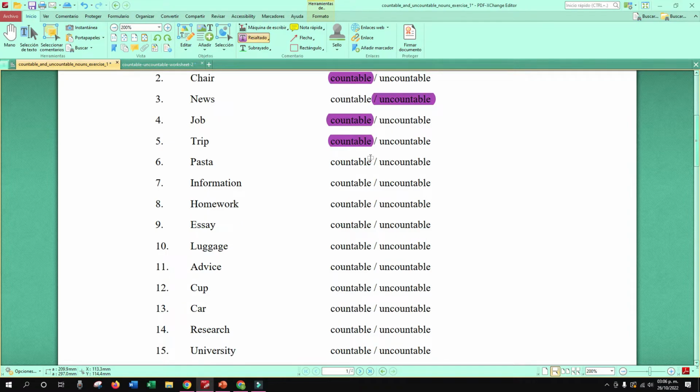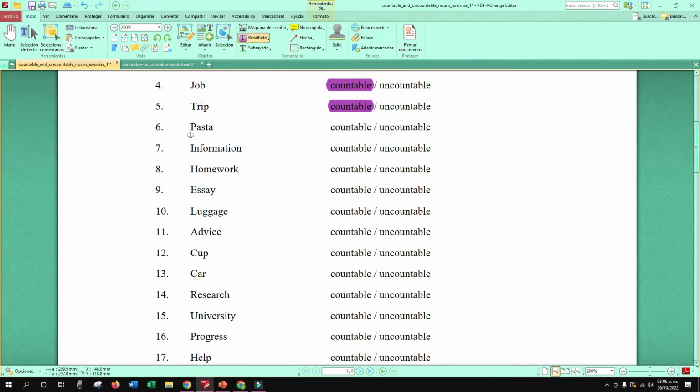Excellent. What about pasta? Countable or uncountable? Pasta is like a spaghetti. Uncountable. Uncountable, right? So made of smallest pieces. That's why that is like spaghetti, right? So uncountable. Very good.